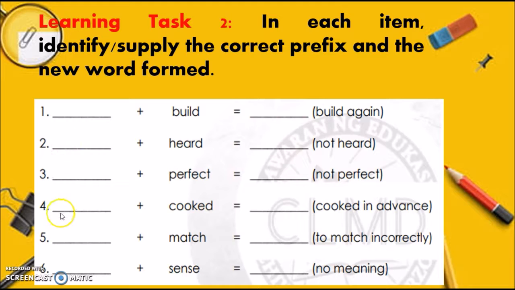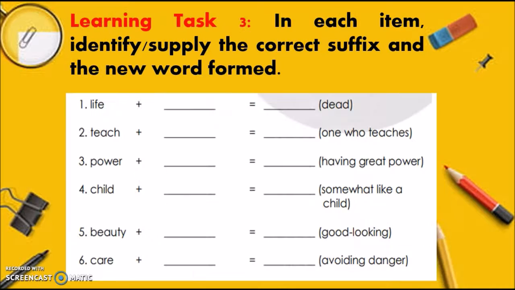Alright? Next, number 4, blank plus cooked. Ano yung new word formed? Ibig sabihin nun is cooked in advance. Number 5, blank plus much equals, ano yung new word nyo? Meaning, too much incorrectly. And number 6, blank plus sense equals, new word formed here, ibig sabihin ng mabubuo nyo is no meaning. Okay, kayang-kaya yan. So, balikan nyo na lang mamaya kung hindi nyo natapos, ha?